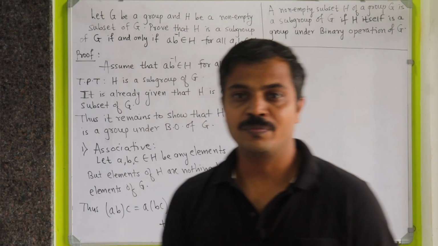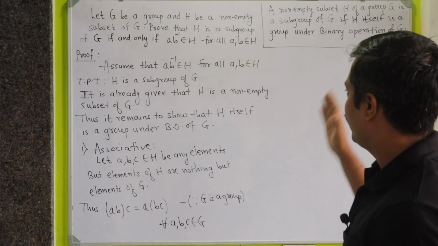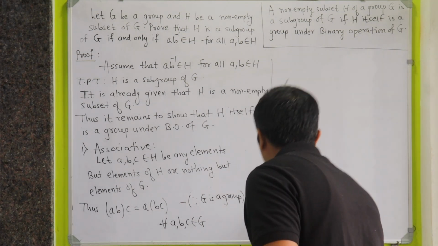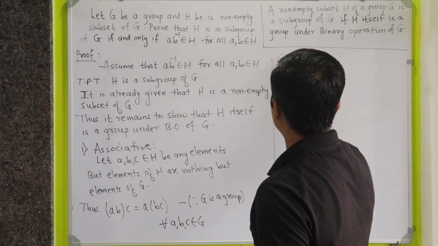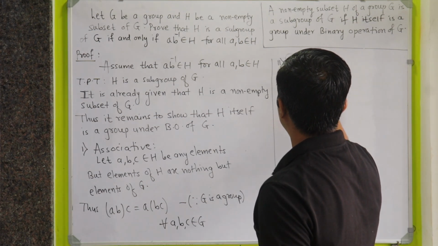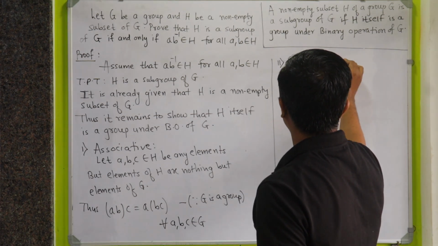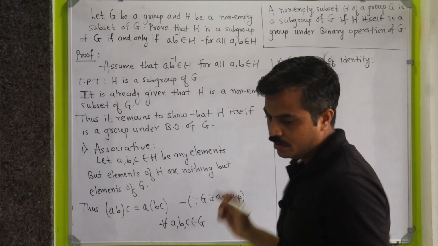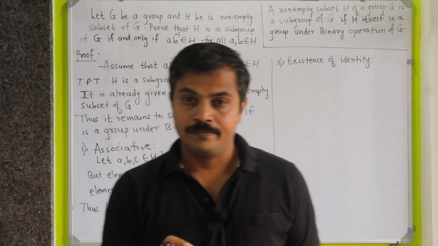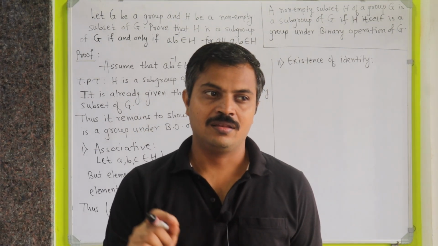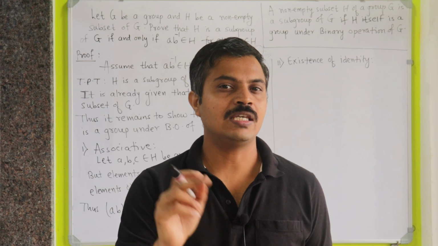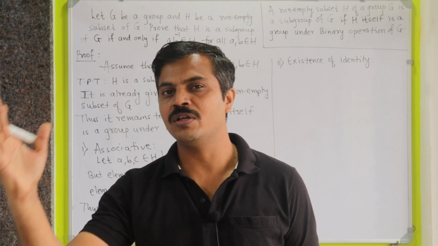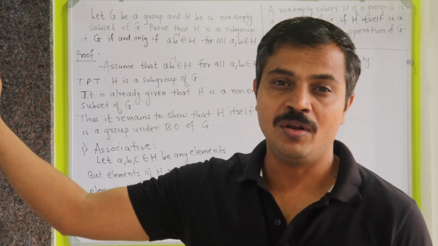Now we are supposed to show that identity exists in H, right? So that is the second property of group. So I will say existence of identity. So what does the property say? Here the property says there should exist E belongs to G such that AE will be equal to A, which will be equal to EA for all A belongs to G.